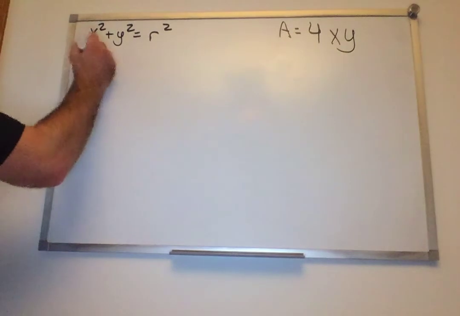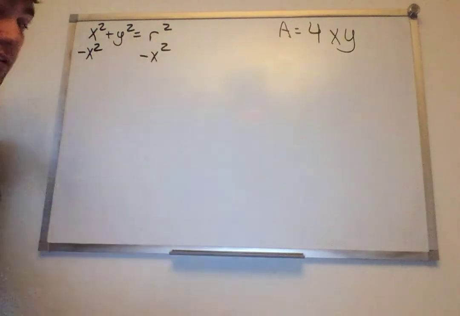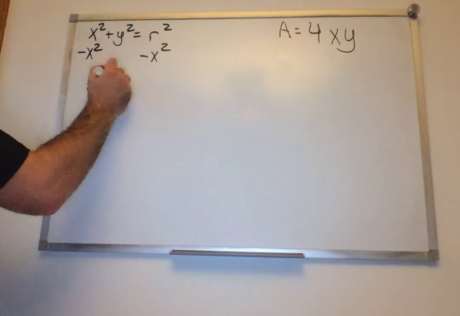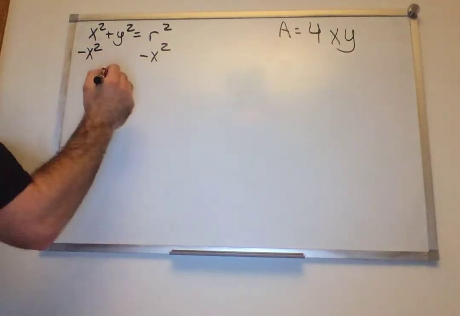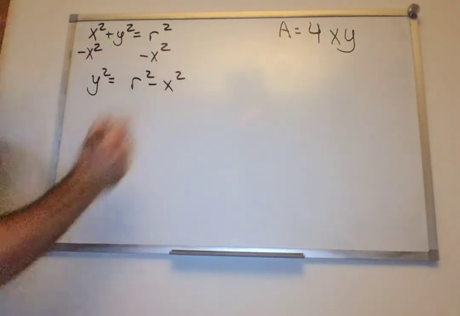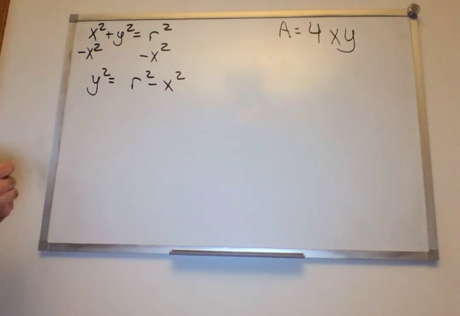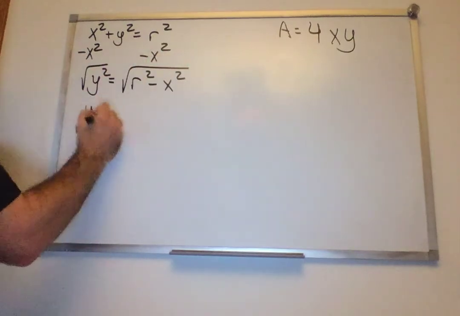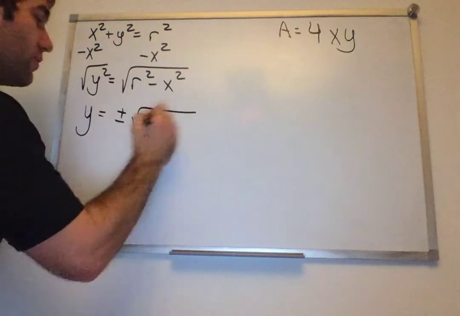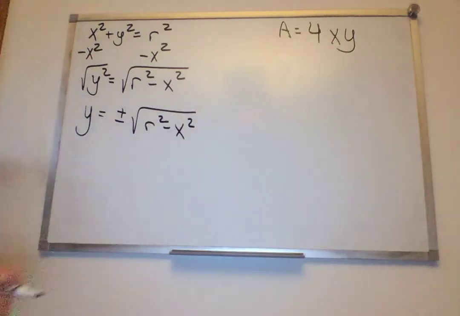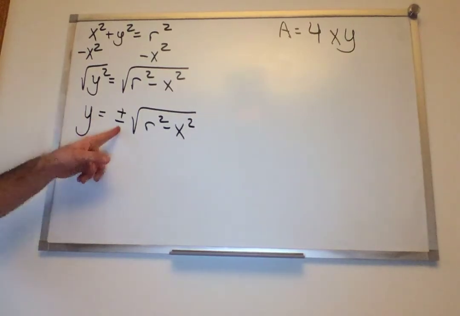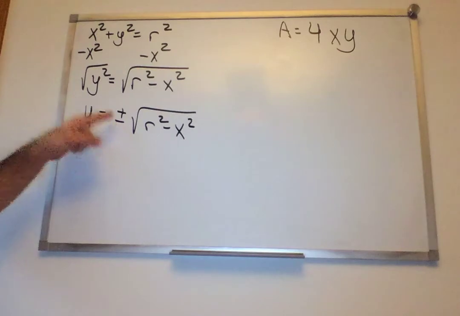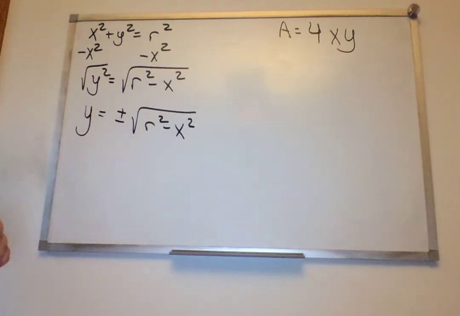So minus x squared, you get y squared is equal to r squared minus x squared. And now just square root both sides. You get y is equal to plus or minus the square root of r squared minus x squared. So we do get a plus or minus here. However, we're not going to use the minus version, and here's why.